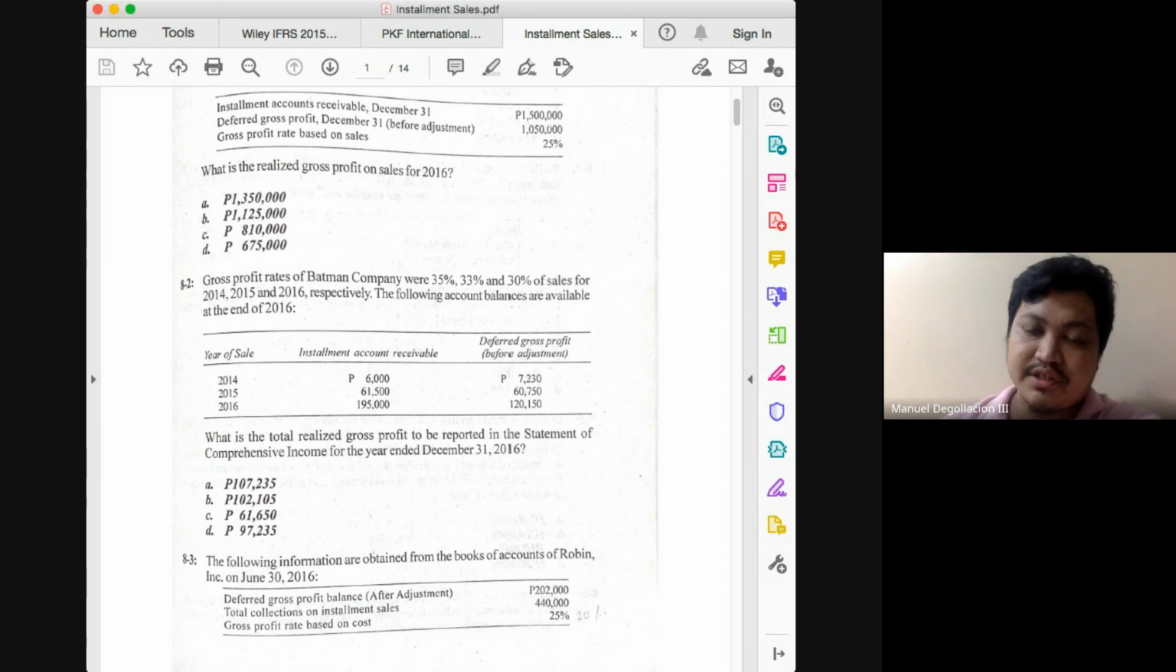Okay, so at this point, it's just a matter of comfortability as to how you want to solve for your realized gross profit. So basically, it's the markup on your collections or the amount of adjustment to your DGP. Let's proceed to problem 8-3.